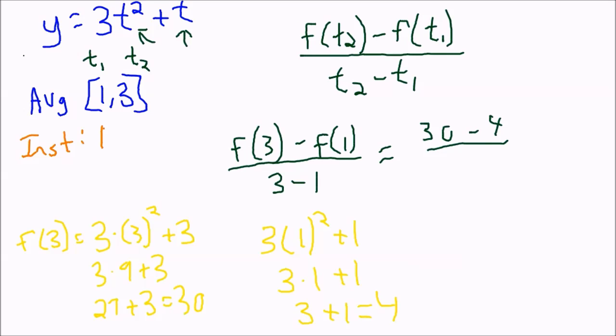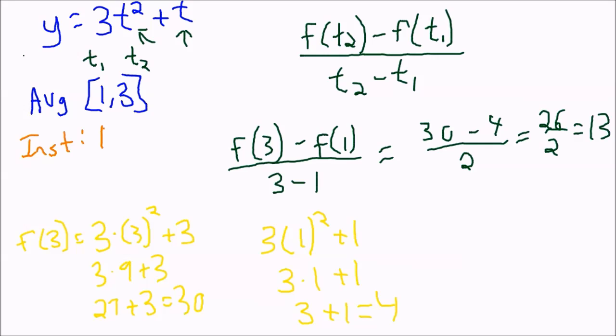Then on the denominator we have 3 minus 1, that's going to be 2. So simplifying our numerator, 30 minus 4 is going to be 26. 26 over 2, and that is 13. So the rate of change of this function as we go between time 1 and time 3 is going to be increasing at an average of 13 units per second.